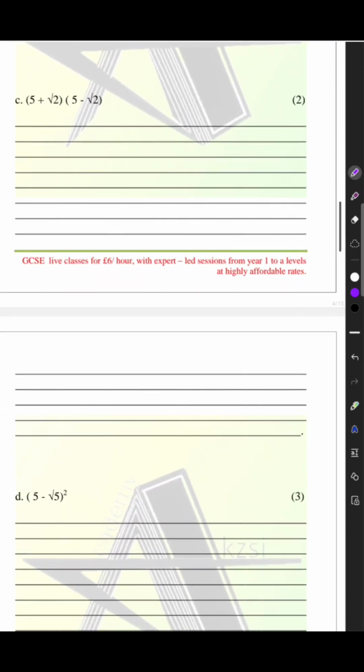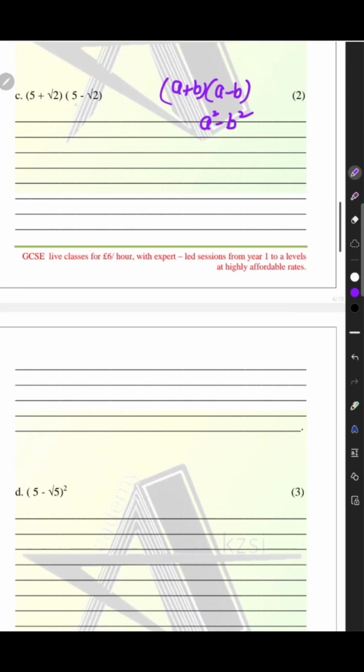Moving on to the next one. This is very simple. The formula we have already studied in algebra, like in simple GCSE Maths: a plus b times a minus b will directly give you a squared minus b squared. Similarly, 5 root 2 and 5 root 2, they both are exactly the same. The only difference is in their sign. One is positive, one is negative. So the answer is directly a squared minus b squared, which is 5 squared minus root 2 whole squared, which will give me 25 minus 2, which is 23. And that's the answer.